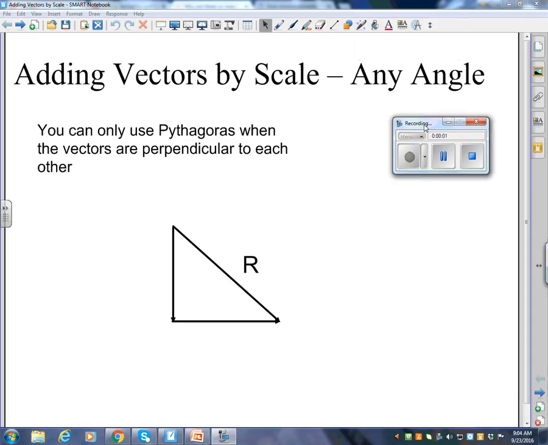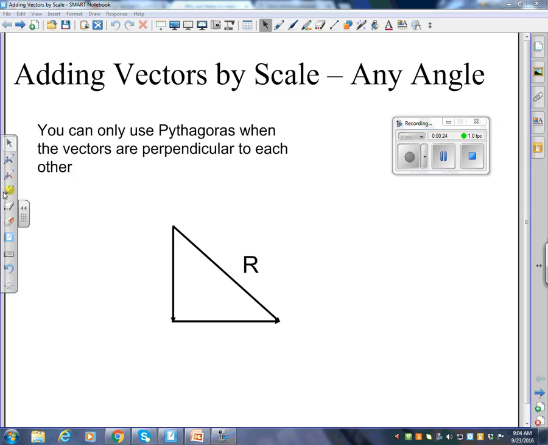I don't think this is going to take more than about 10 or 15 minutes for me to go through. Okay? So, adding vectors by scale at any angle. When I say by scale, I mean by scale drawing, with a ruler and a protractor. Remember I ranted about this yesterday. You can only use Pythagoras when the vectors are perpendicular to each other.